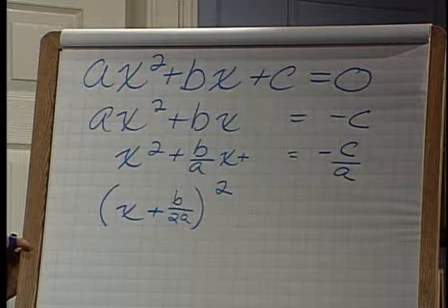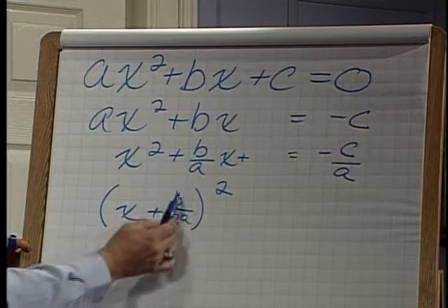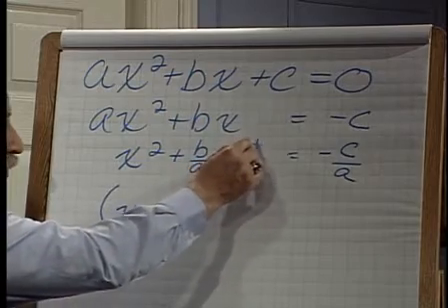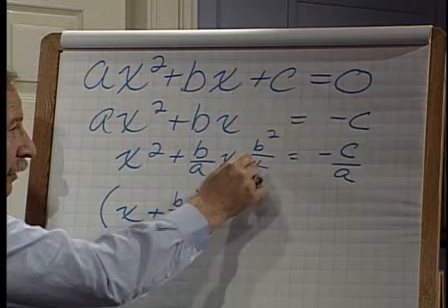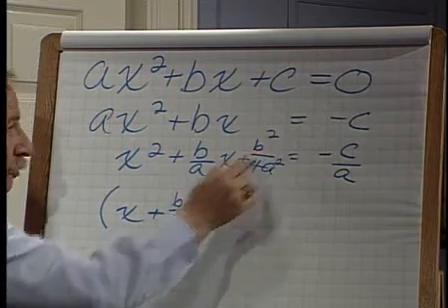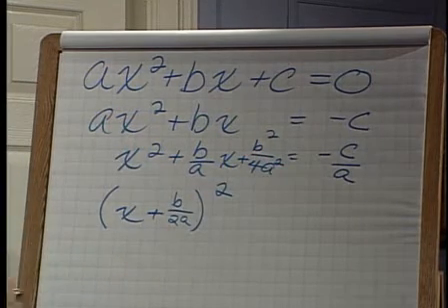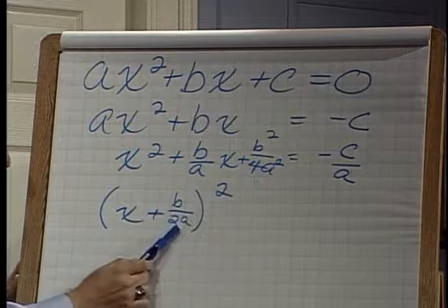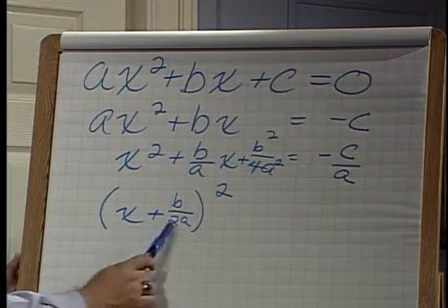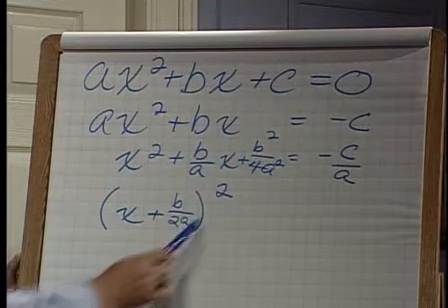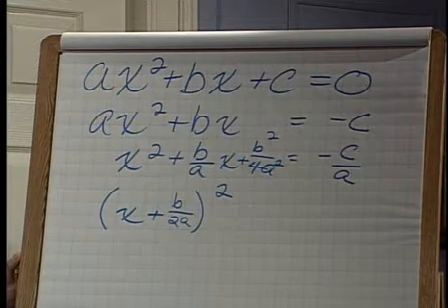It's going to be this squared. It's going to be b squared over 4a squared. Because remember, we got this last term by squaring this term right here. If we had a 2 here, we put a 4 there. If we had a 5 here, we put a 25, because we're going to square b over 2a.